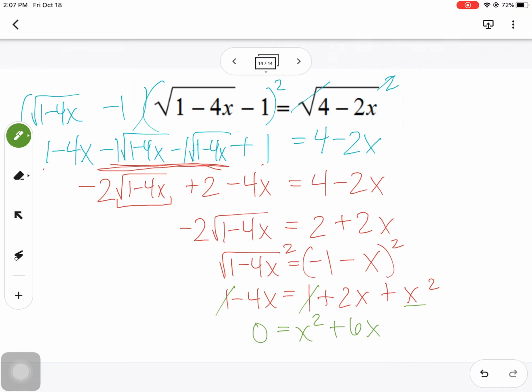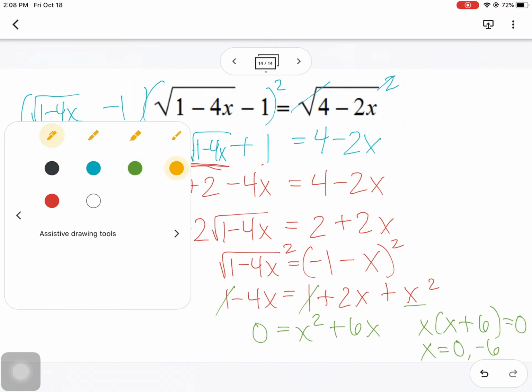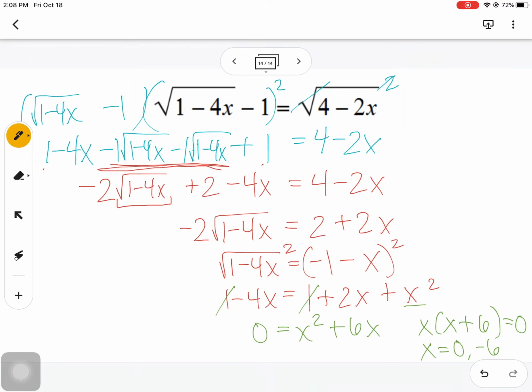Remember to be careful when you get to this part, because sometimes we try to make factoring harder than it is. This you can just GCF. And then your answers are 0 and negative 6. Again, you are not done until you have checked it in the beginning of your problem, or before you squared it, which for us really is the first thing we did.